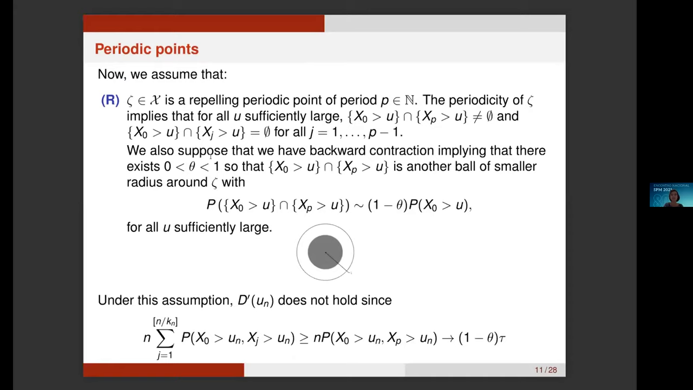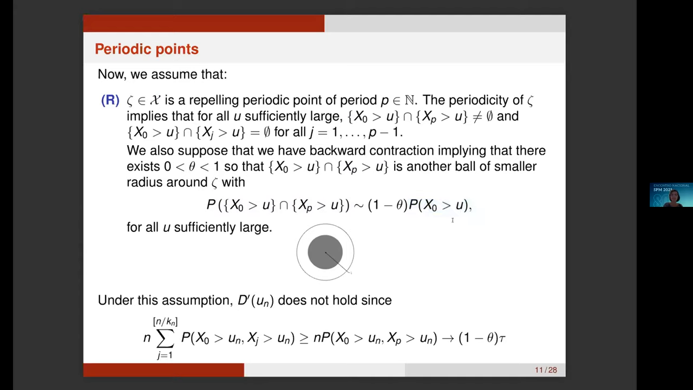Next, we will see what happens to periodic points. So we suppose that zeta, at which phi achieves the global maximum, is a repelling periodic point of period P. So the periodicity implies that for u sufficiently large, there are points of the ball that after P iterates return to the ball, okay? And we also suppose that we have backward contraction, implying that there exists a parameter theta between zero and one, such that the set of the points that start at the ball and after P iterates return to the ball is another ball of smaller radius around zeta, whose measure for u sufficiently large is approximately given by the measure of the initial ball times one minus theta, where theta in this case is one minus the backward contraction rate of Fp at zeta, okay?